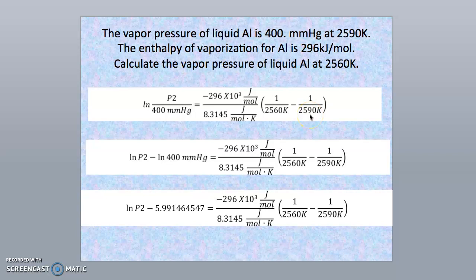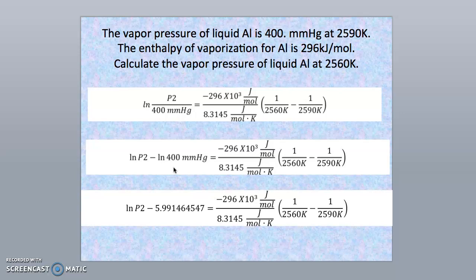The first thing I'm going to do is rearrange this log of P2 over 400, and I can simply rewrite that as the log of P2 minus the log of 400 millimeters mercury. The rest stays the same. All of this is the same; I didn't do anything to this yet. All I've done is rearrange this equation. You don't have to do it this way, but this works well for me. What I'm trying to do is get the tricky math out of the problem.